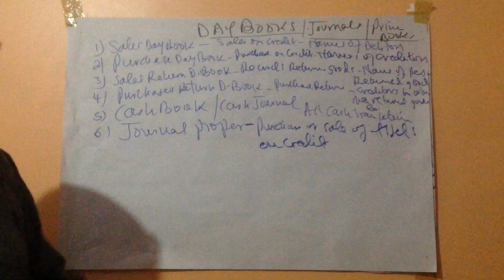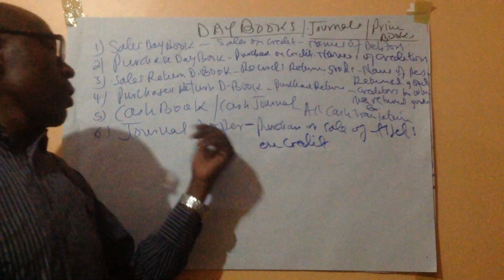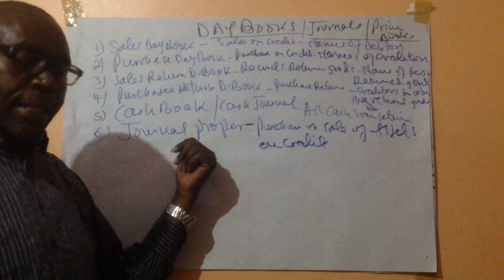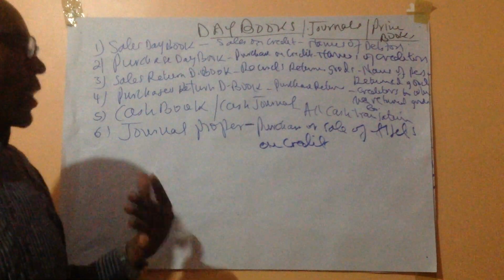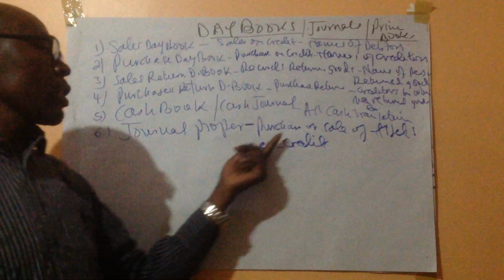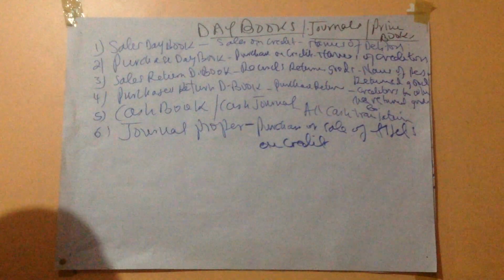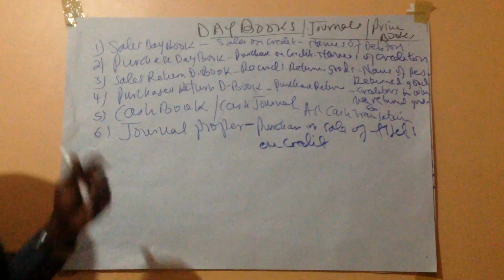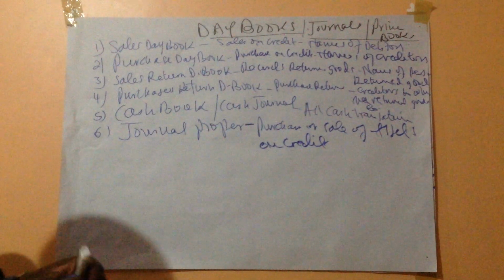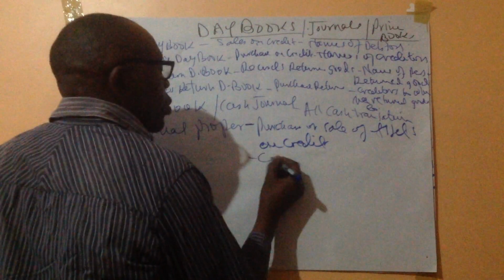If you purchase or acquire a machine, then you record here, so long as it's on credit. But if you pay cash, you record in the cash book. But a purchase or an acquisition of a machine on credit, where you've not paid for it, will be recorded in the journal proper. Now the journal proper is actually used for multiple purposes. One of them, as I've said, is the purchase or sale of an asset on credit. Also it's used for what we talk about as correction of errors.